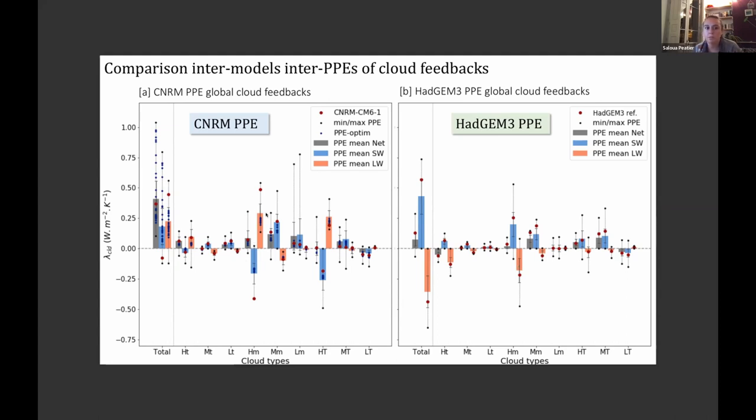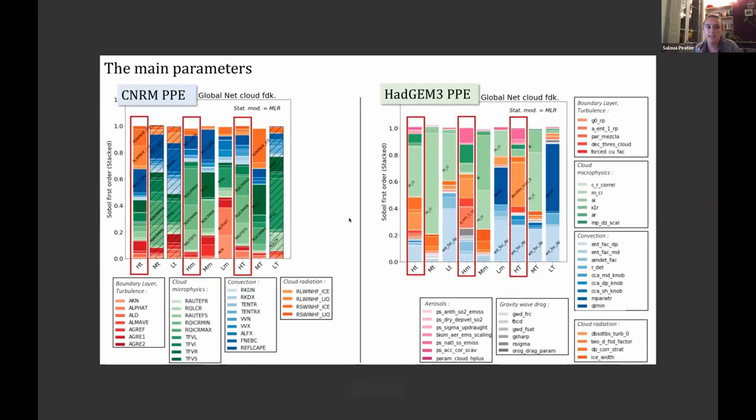So for CNRM, it's a positive longwave and negative shortwave, and it's the other way around for the HADGEM3 model. And I just did some sensitivity analysis of the parameters of both models to try to understand what the driving parameters were. So on the left is the CNRM, and on the right, the HADGEM3. Of course, the parameters perturbed here are not the same at all, but I tried to regroup them in the parameterization scheme they are used in.